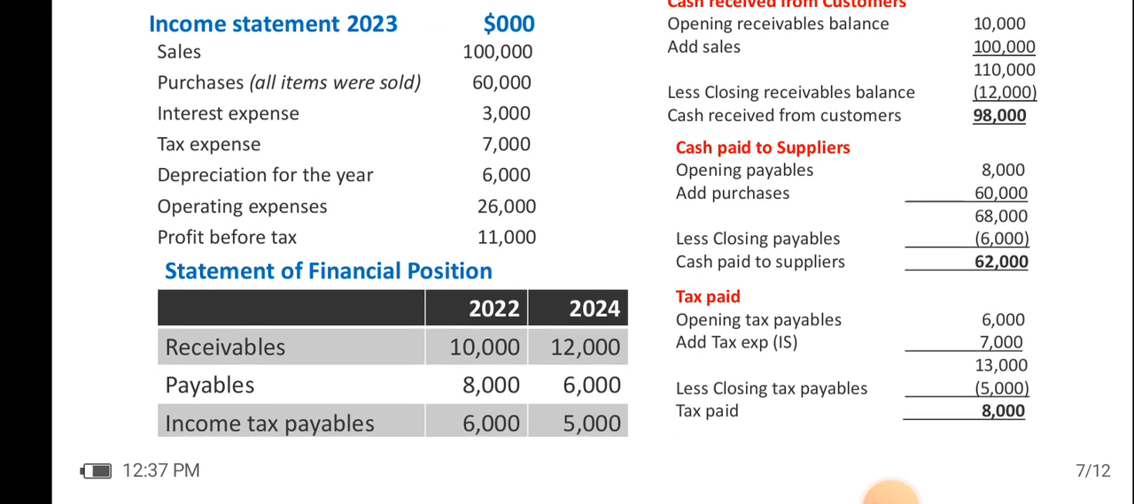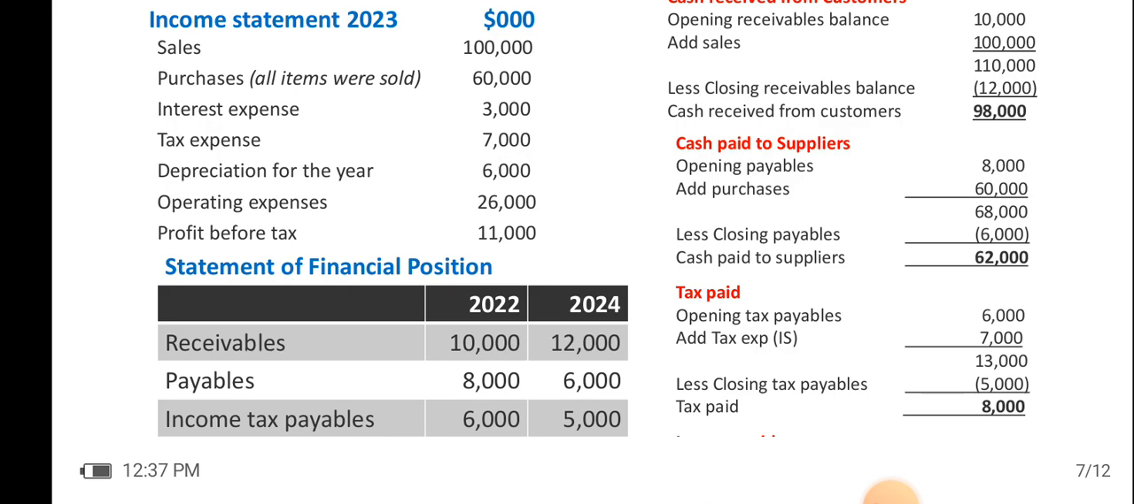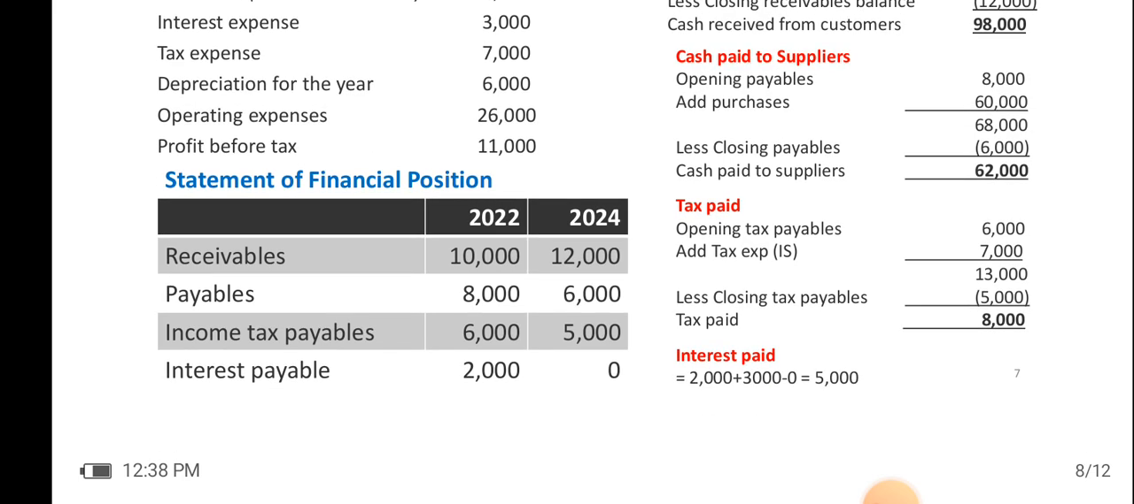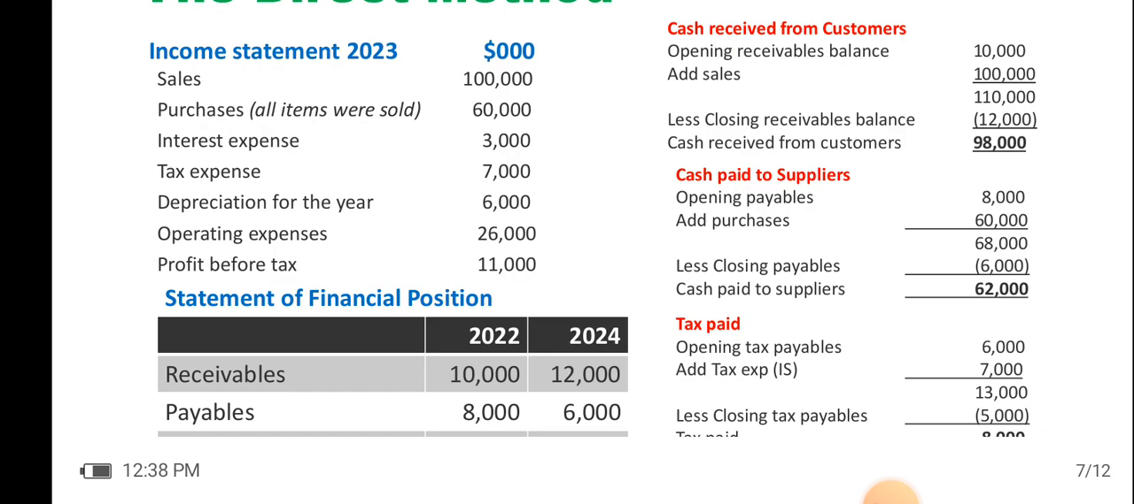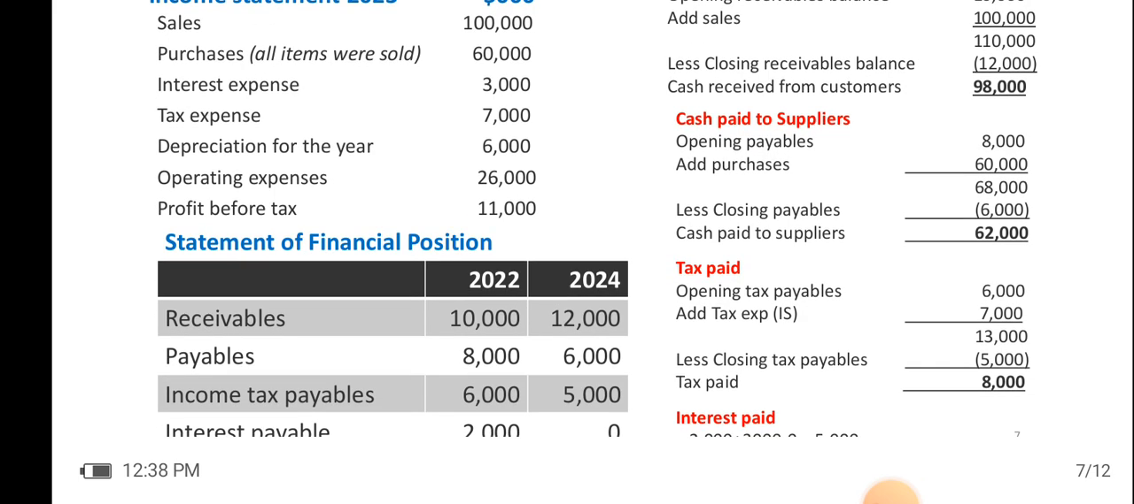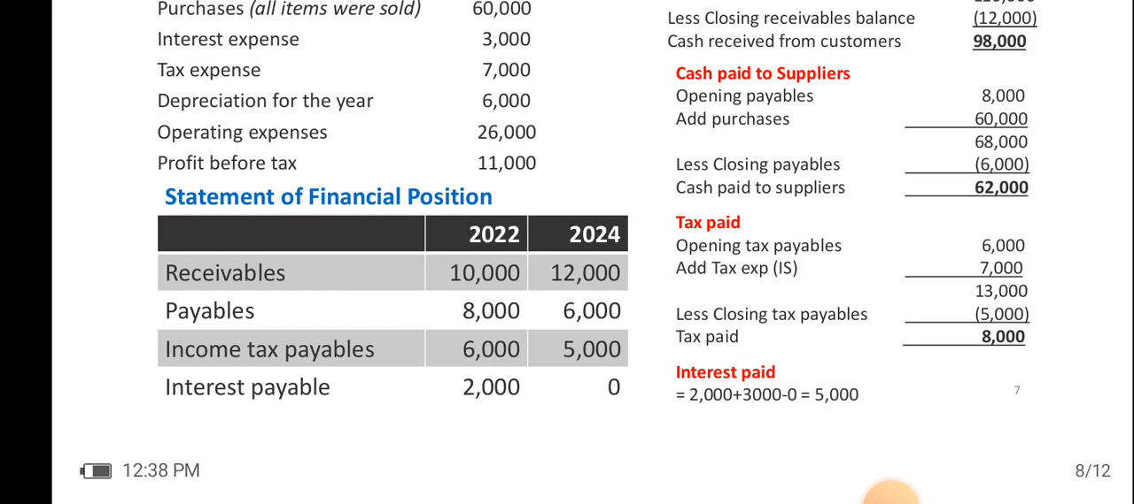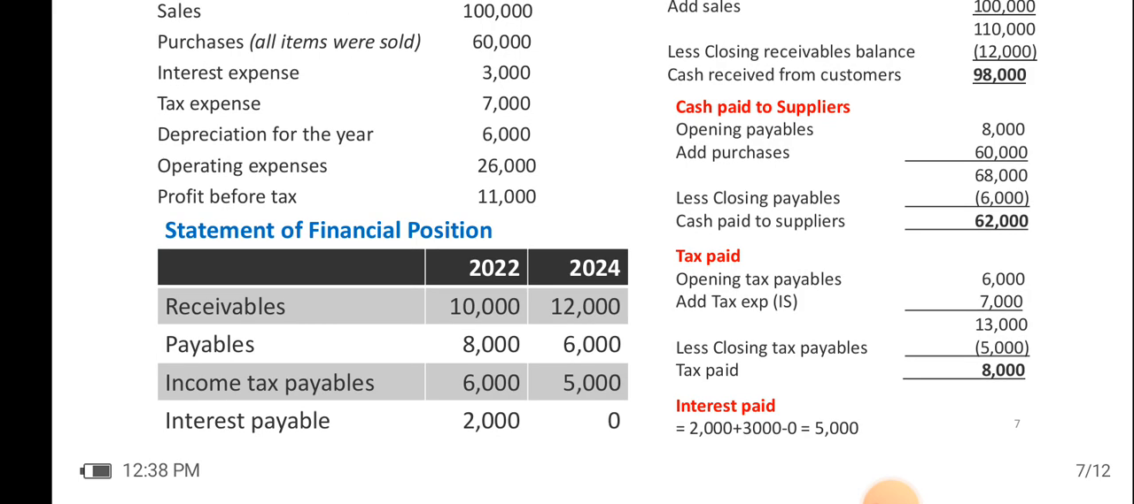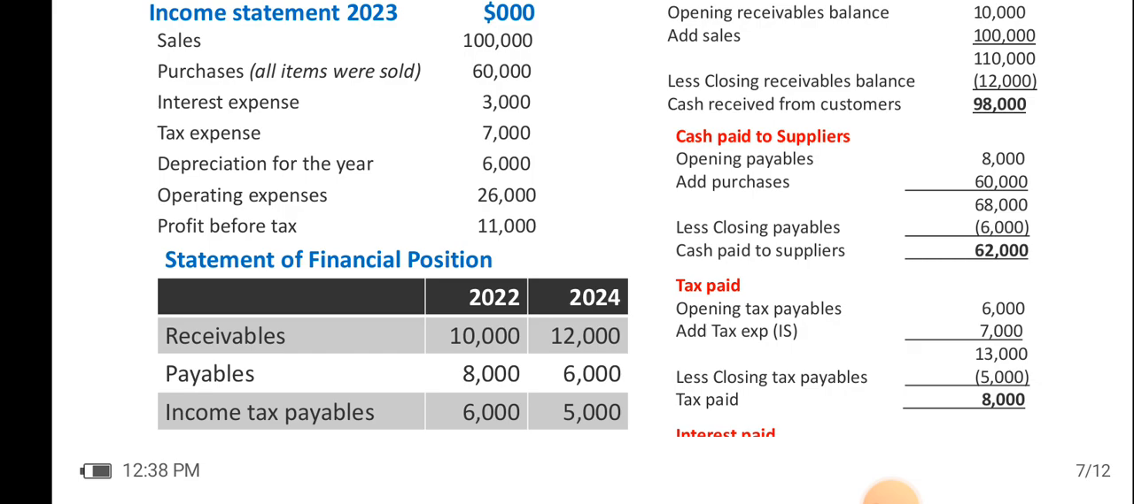So you can also see that for us to calculate the cash payments to suppliers, we need to follow the same way. We need to use the opening balance of payables. You can see that the payables opening balance was 8,000. And then we add the purchases. The purchases were 60,000 from the income statement, and we get 68,000. And then we deduct the closing payables, that is 6,000. And our ultimate cash payment was 62,000. That's how we calculate the actual cash which was paid to suppliers.